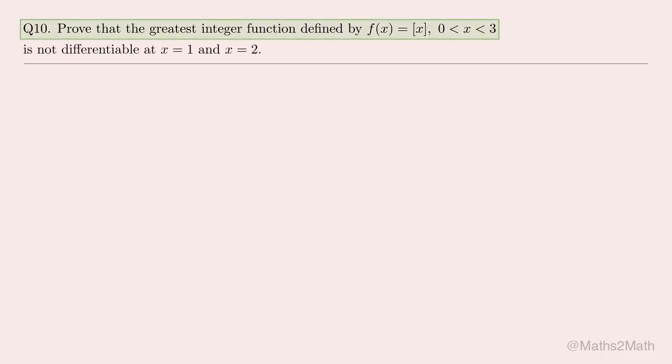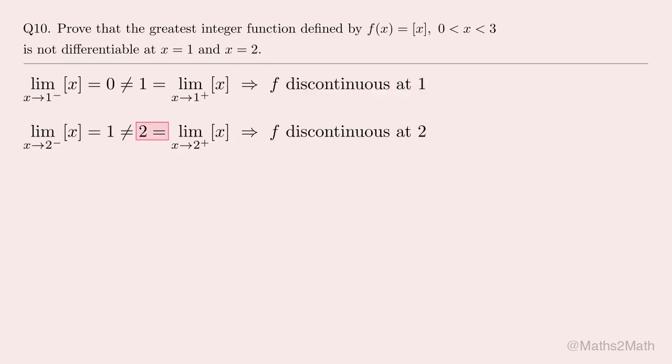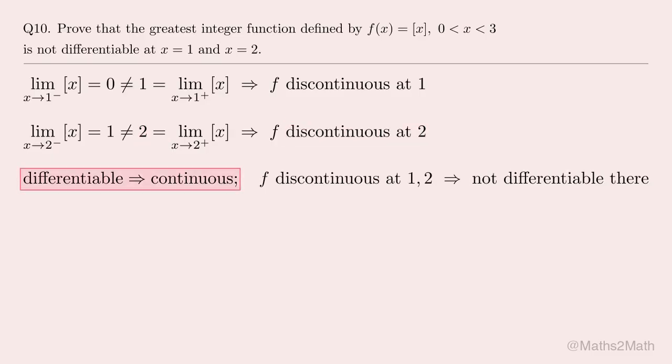Question 10. The greatest integer function on the interval 0 to 3 with its jumps at 1 and 2. Differentiability implies continuity, so a jump is enough to destroy the derivative. At 1, just below, the greatest integer is 0. At and just above, it is 1. The one-sided limits disagree. At 2, the jump repeats, 1 from the left, 2 from the right. Every differentiable function is continuous, contrapositive. A discontinuous function cannot be differentiable, so f fails at both points.